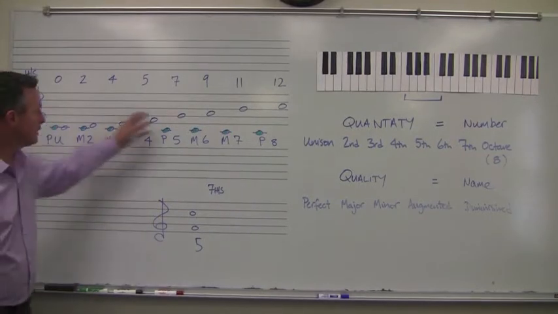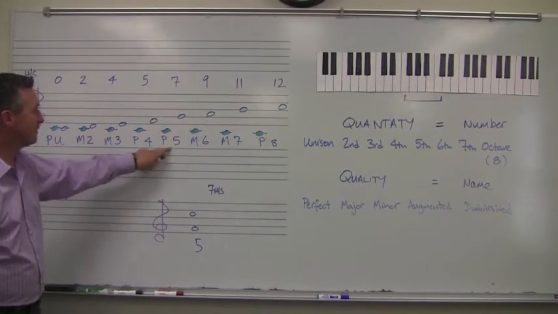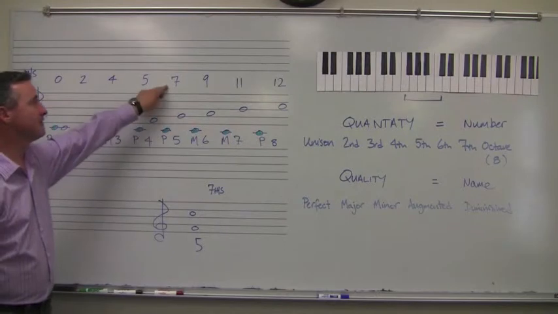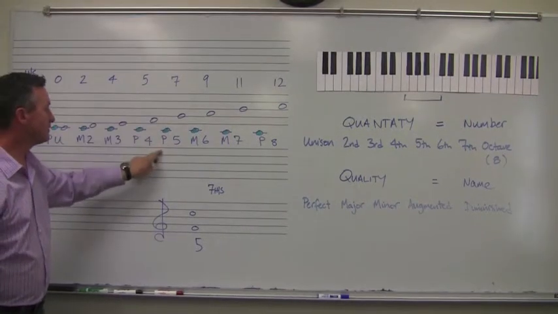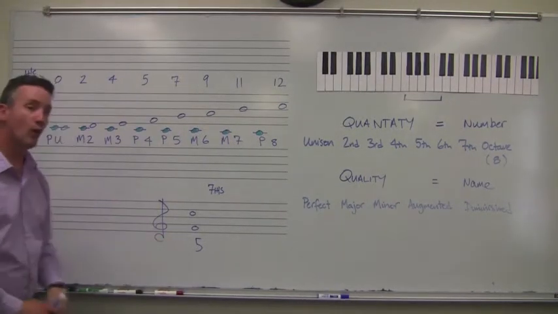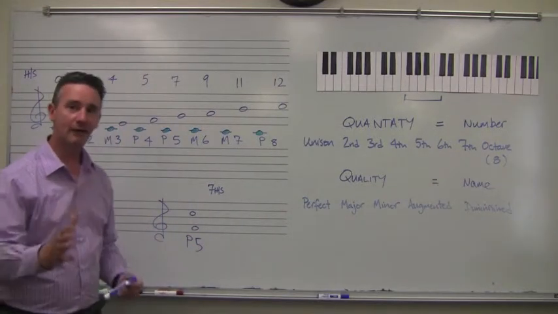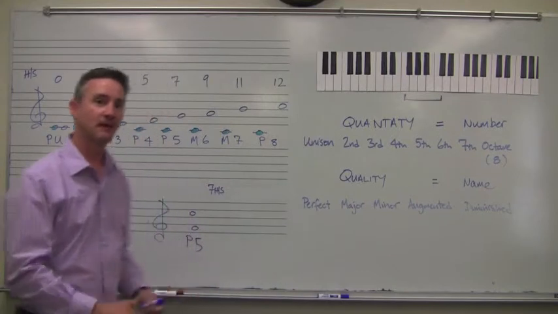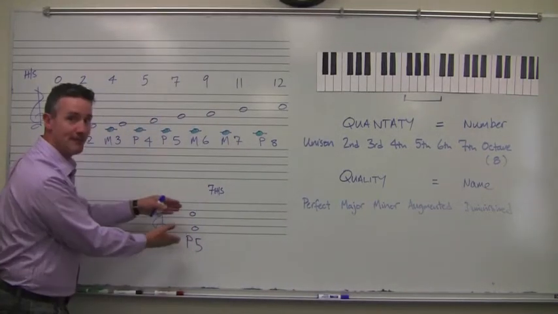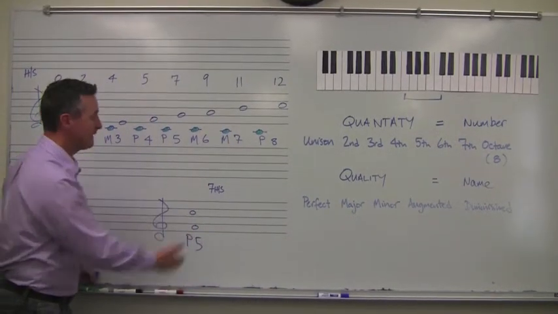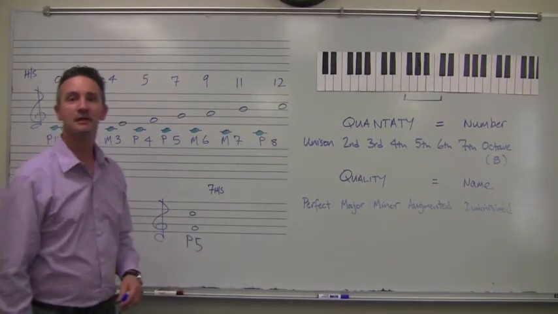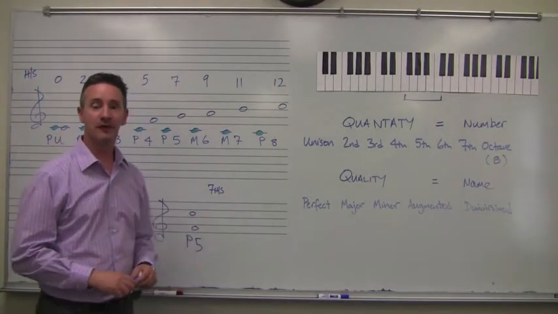If I go back to here, I know that the fifth that I have has 7 half steps. This is a perfect fifth, so this must also be a perfect fifth. It has all the characteristics of a perfect fifth. It is a fifth on paper, 5 lines and spaces. It has 7 half steps. That makes it a perfect fifth.